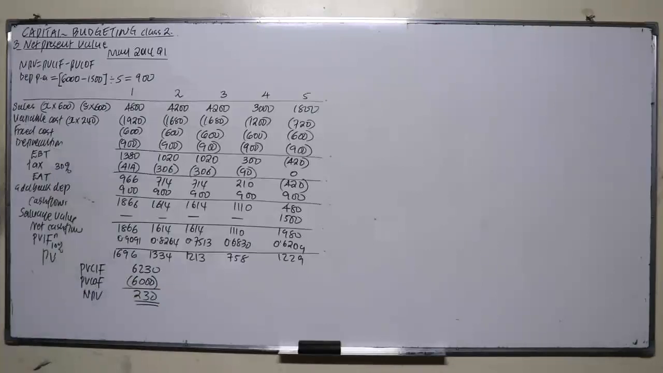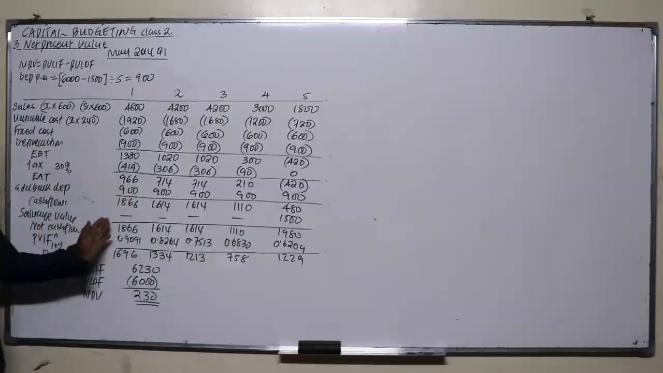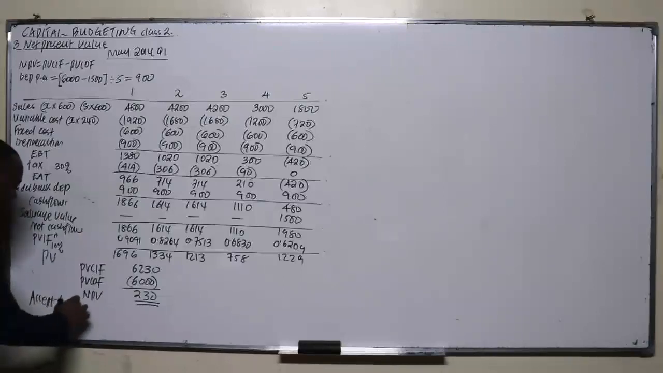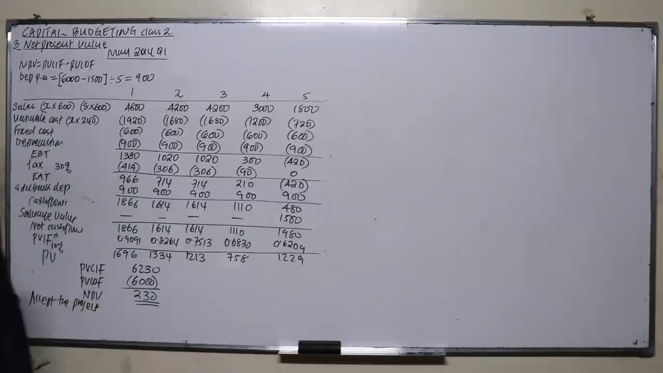Now the question was, advise the management of Kiwada Limited on the appropriate course of action using, number one, NPV. So now, should we accept the project or reject the project? We accept the project, since the NPV is positive. I gave you the decision criteria. So for NPV, you take the project when it has a positive NPV.